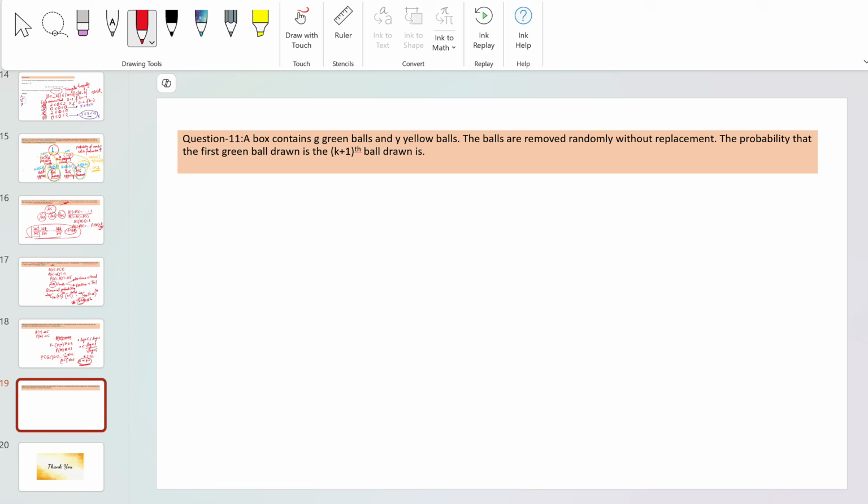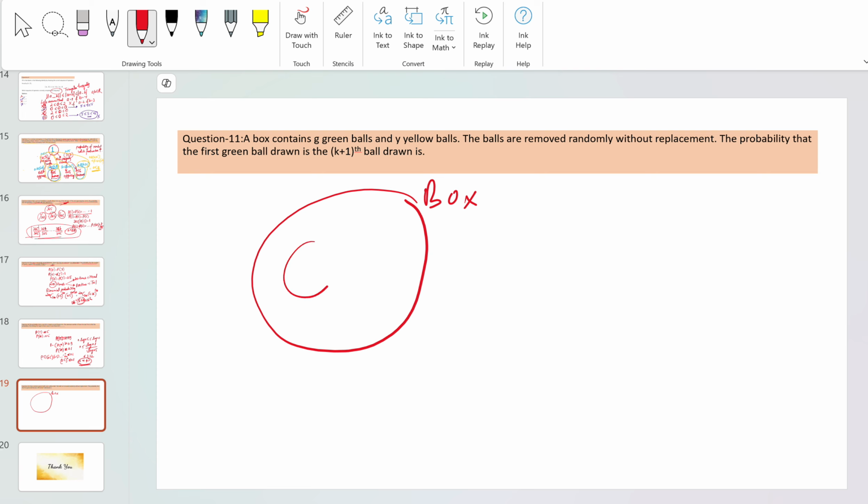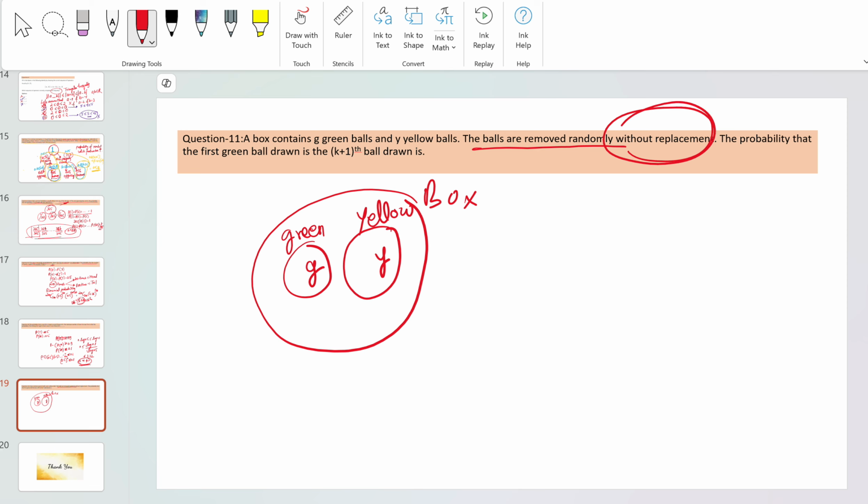Okay, let me give the solution for this. So suppose there is a box, and in the box there are green balls whose number is G, and yellow balls whose number is Y. It is saying that the balls are removed randomly without replacement. It is very important that the ball is not placed back after being removed from the box.